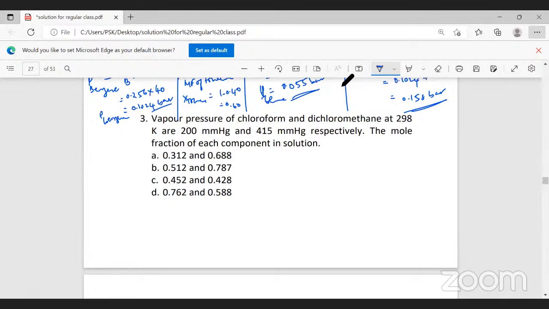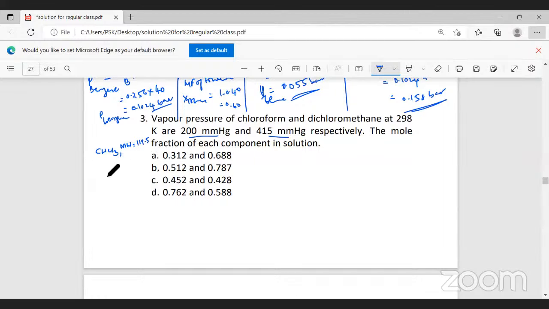The next question: the vapor pressure of chloroform and dichloromethane at 298 Kelvin is 200 millimeters of mercury and 415 millimeters of mercury respectively. They're asking you to calculate the mole fraction of each component. It's a simple problem. One is chloroform. What's the formula of chloroform? CHCl3. The molecular weight of chloroform is 119.5. Carbon is 12, hydrogen is 1, chlorine is 35.5 into 3. So it will give you 119.5.